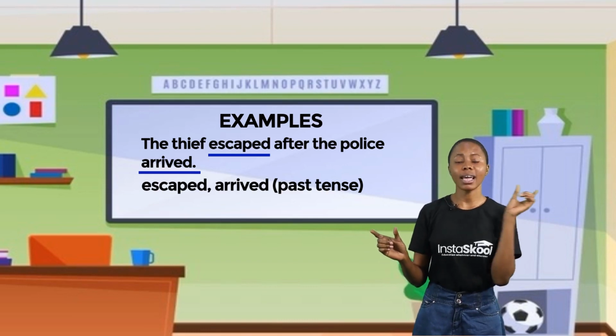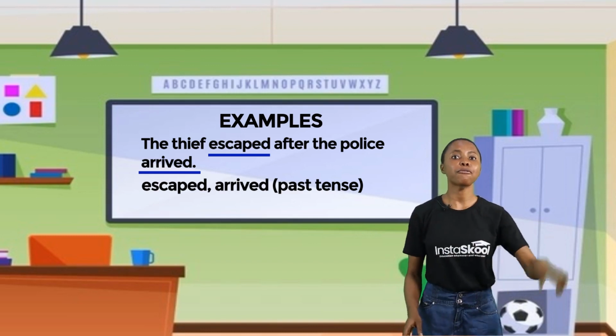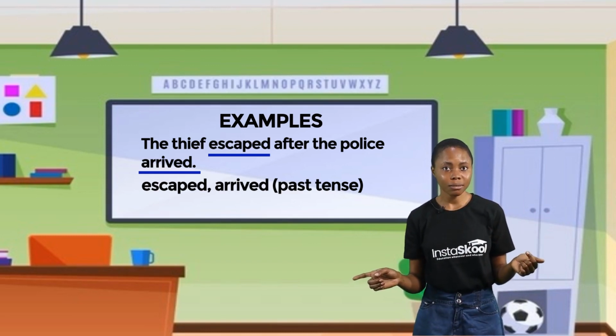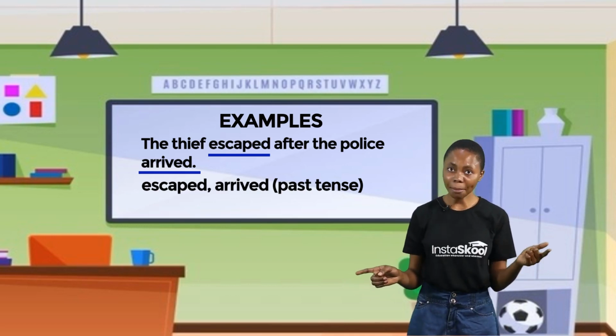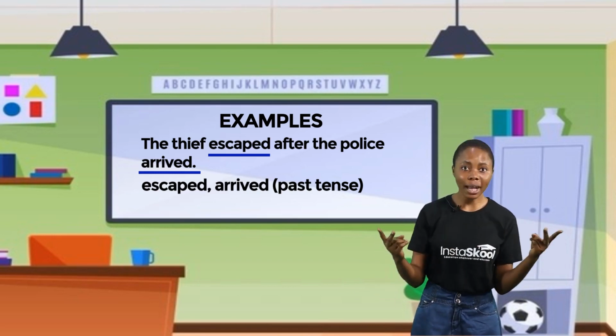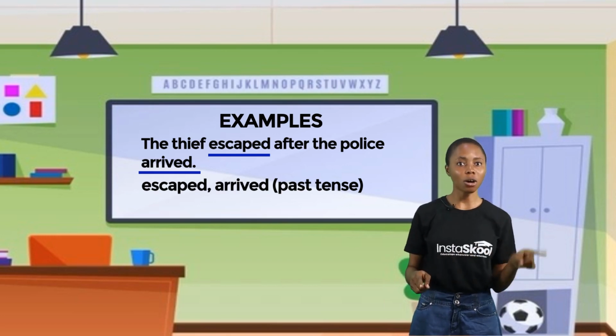The thief escaped before the police. So that means before the police had come, the thief had escaped. So which action happened first? The thief escaping. Which action followed? The police arriving. So the two actions happened in the past, but one happened after the other.